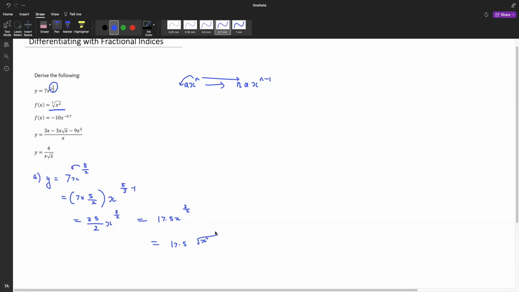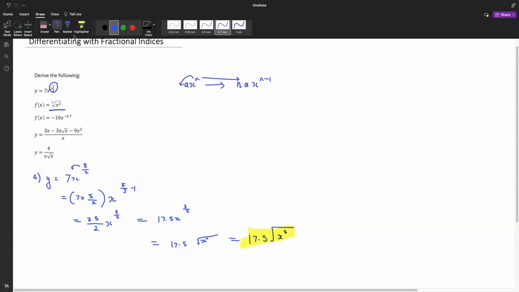So the denominator tells us what type of root it is, whether it is square root or cube root, and so on and so forth. And the numerator tells us what the power is going to be. So the answer of this, I'm just going to rewrite this, is 17.5 square root x to the power of 3. Okay, so that's our solution for this first one here.